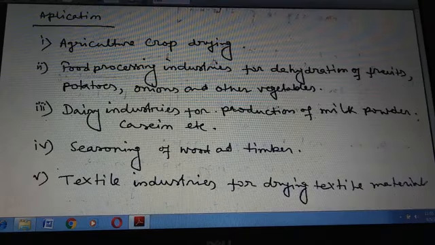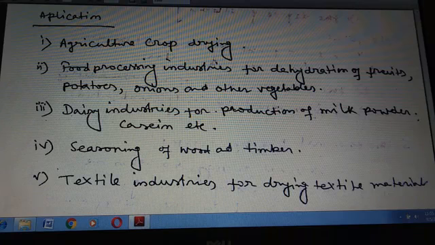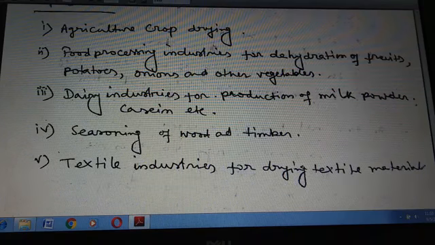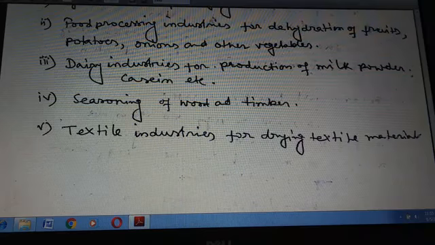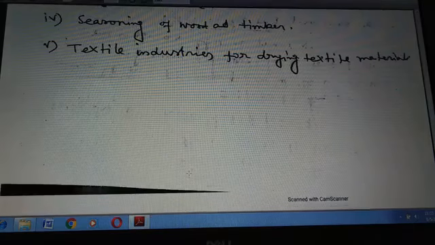Now the areas of application. The different types of applications of solar dryers are agricultural crop drying, food processing industries, drying industries for products like milk powder, etc., seasoning wood and timber, and the textile industry for drying textile materials, etc.